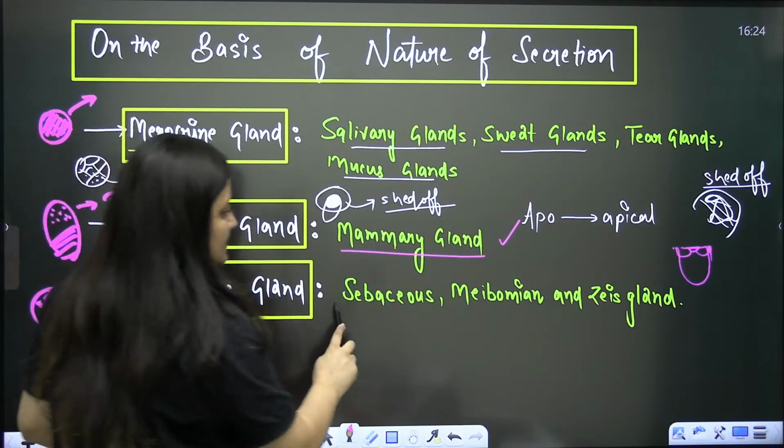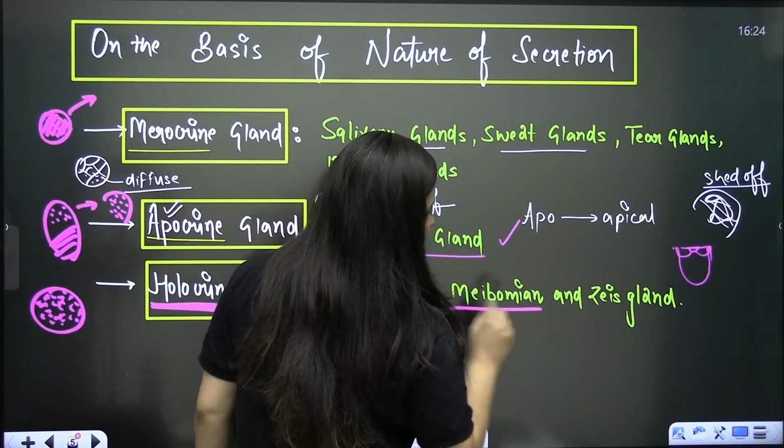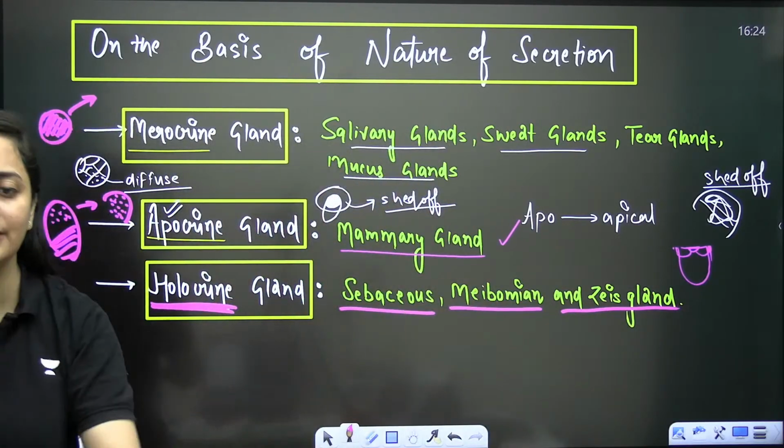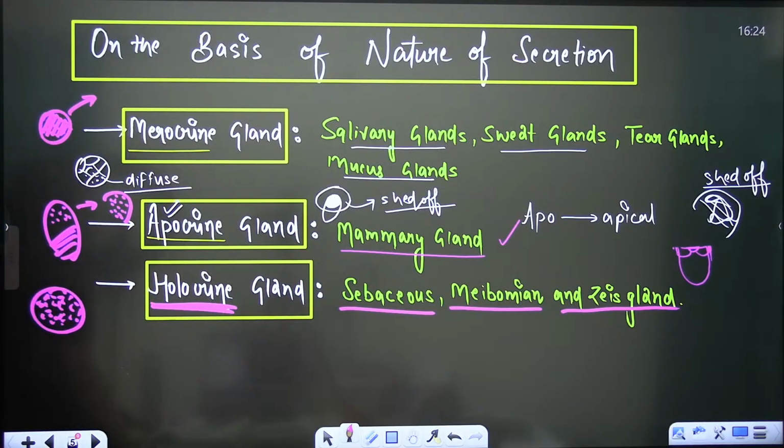So the examples are the sebaceous gland. In the eyes you have the meibomian gland and the Zeis gland. These two glands are present in the eye. So examples are important and you should understand the meaning here. Any doubt? Quick.